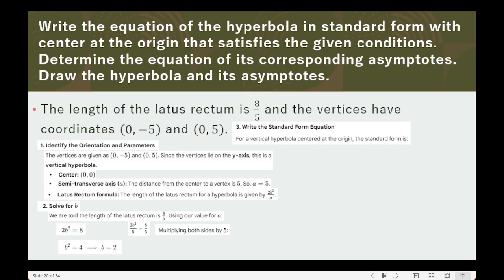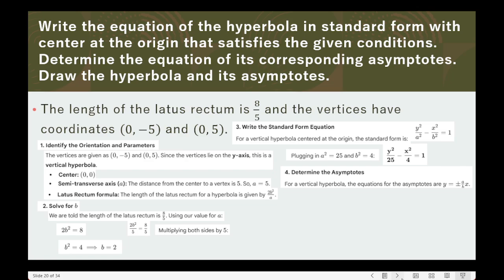Since the orientation is a vertical hyperbola, therefore we must use the standard form y squared over a squared minus x squared over b squared equals 1, meaning the first term is y squared and not x squared. Plugging in the values of a squared and b squared to this equation, therefore the standard form of this hyperbola is y squared over 25 minus x squared over 4 equals 1.